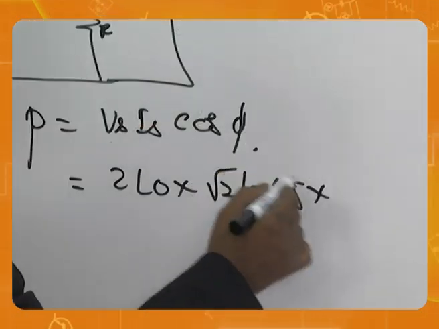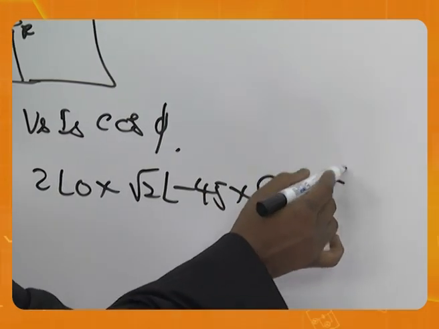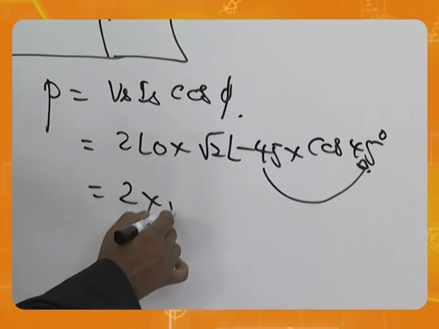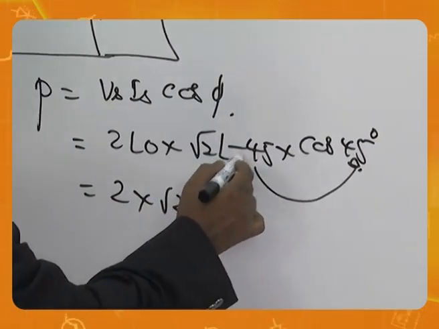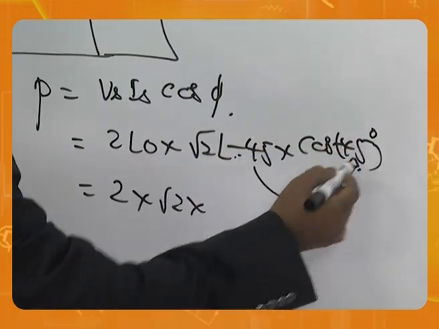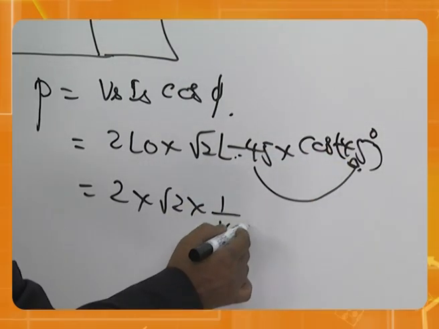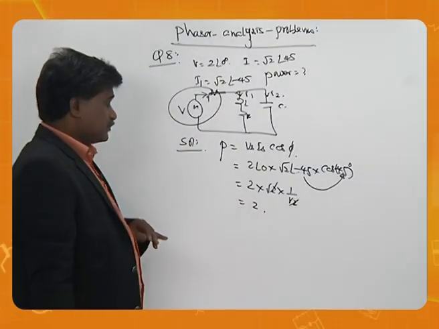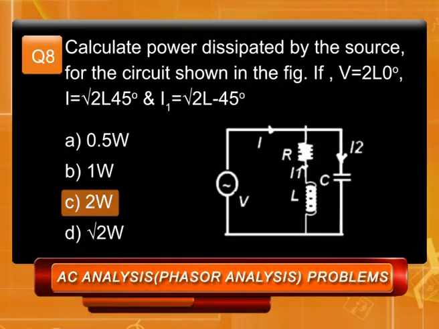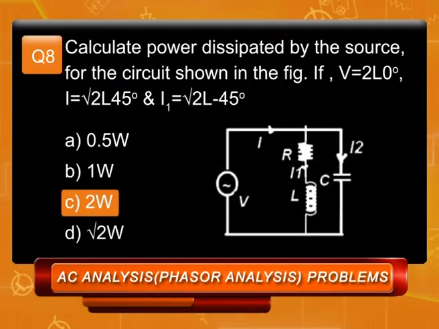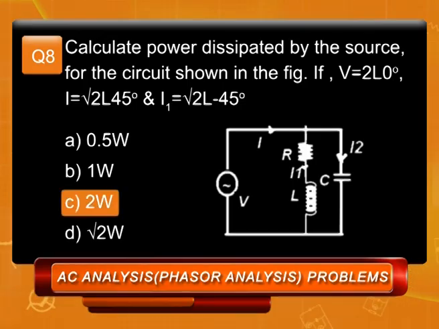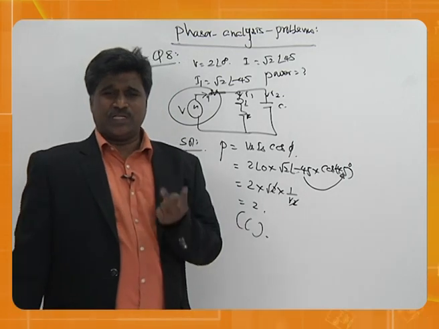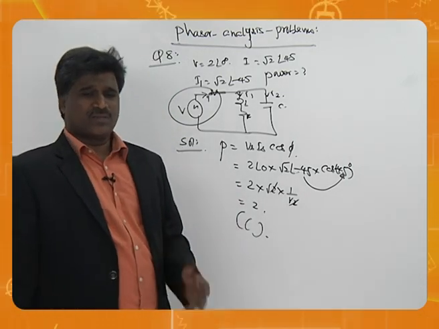45 is not required to put, of course. Cos 45, because this angle goes here. So 2 angle 0 is 2, root 2 is here, and cos of minus 45 is how much? Cos 45, root 2 cancels, and then that is 2. So if you see, the option is C. So this kind of common data questions will come. When common data questions are coming, each one will contain 1 mark or so.